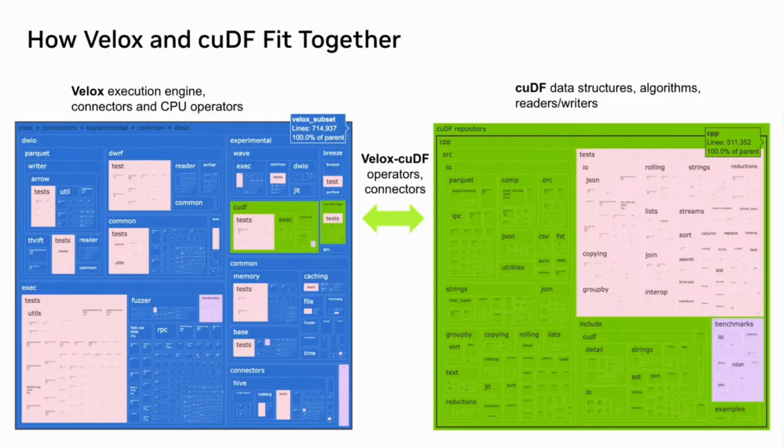Okay. Let's look at the code architecture here. We have Velox, a massive code base with more than 640,000 lines of code, which has connectors, CPU operators, and expressions. On the right, we have cuDF with GPU data structures, algorithms, and GPU readers and writers, amounting to more than 190,000 lines of code. In between sits the lean critical bridge, Velox cuDF, with only 18,000 lines of code. This bridges the gap between these two massive code bases and brings GPU acceleration natively to Velox.